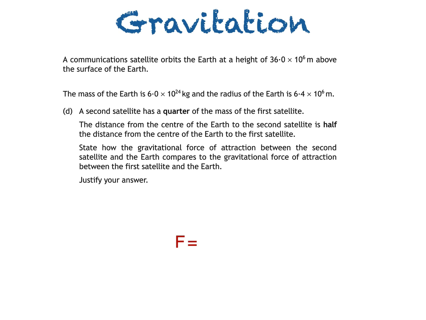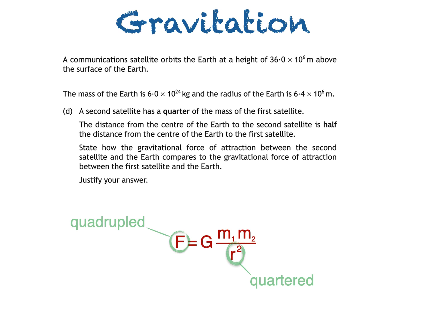Let's start with our equation for gravitational force. If the mass of the second satellite is quartered, this will have the effect of quartering the gravitational force between the second satellite and the Earth, compared to the force between the first satellite and the Earth. If the distance from the second satellite to the centre of the Earth is half that of the first satellite, then r squared will be a quarter of its original value. Since this is on the bottom line of the equation, it will result in a gravitational force which is 4 times as large as with the first satellite. In other words, it's quadrupled.